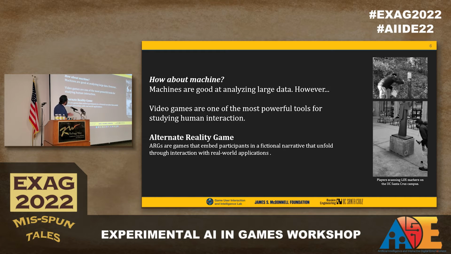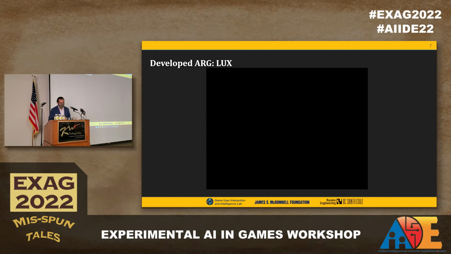And of course, games are one of the best, most powerful tools for studying the interaction between human and machine. ARGs, or alternate reality games, are one of those examples. ARGs are games that put you in a fictional narrative that unfolds through interactions with real-world applications. So in order to understand emotions, we made an ARG, which is called Lux.